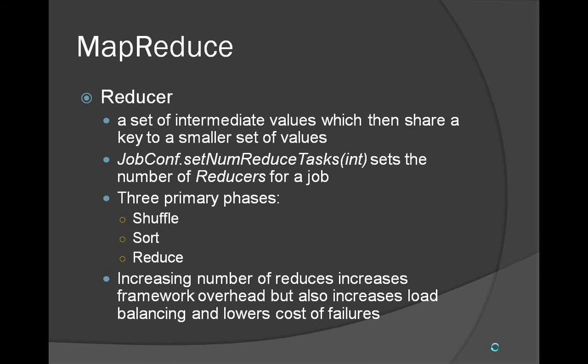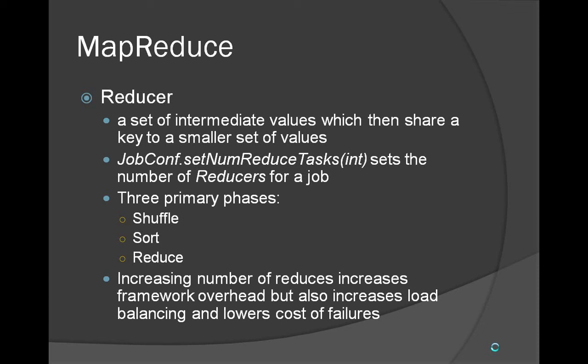In addition, the right number of reduces tends to be either 0.95 or 1.75 multiplied by the number of nodes multiplied by mapred.tasktracker.reduce.tasks.maximum. The value of 0.95 causes all reduces to launch immediately. The 1.75 value causes the faster nodes to finish their first round of reduces and then launch a second wave of reduces, doing a much better job of load balancing.